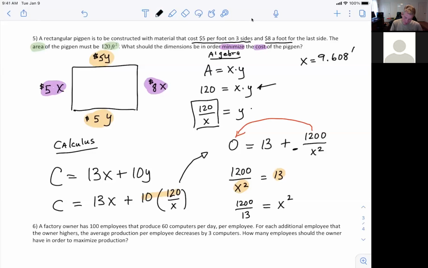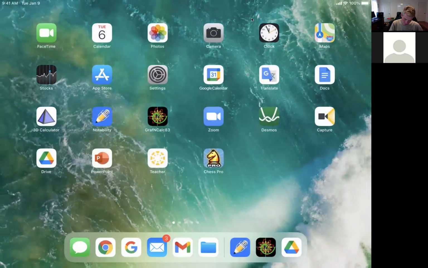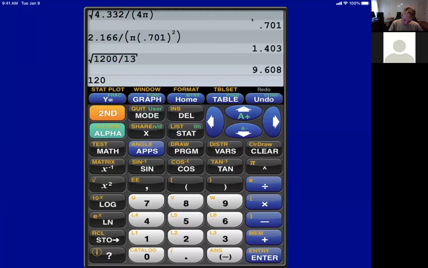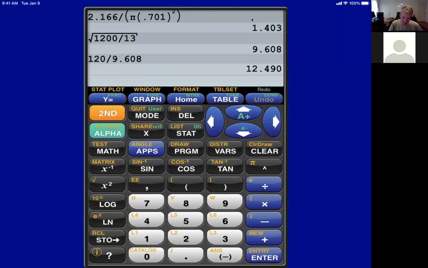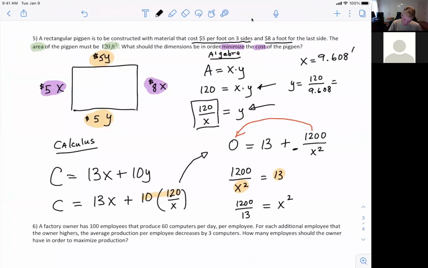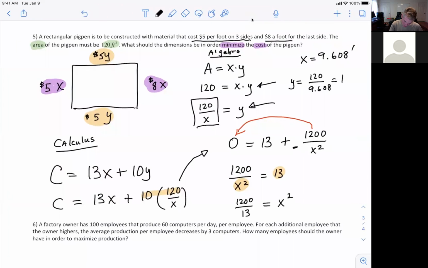And then finally, use this equation to find out what y equals. So that's going to be 120 divided by x. So y is equal to 120 divided by that 9.608. And it should be about 12.5 feet, or 12.49 feet, for the y value.